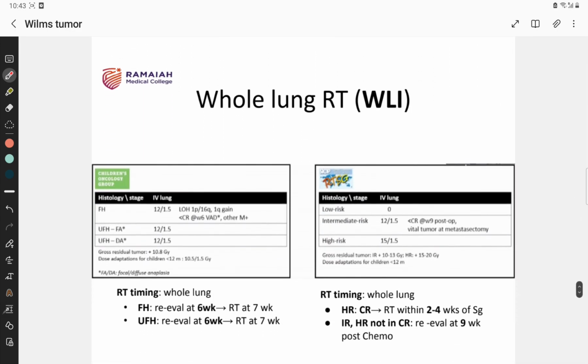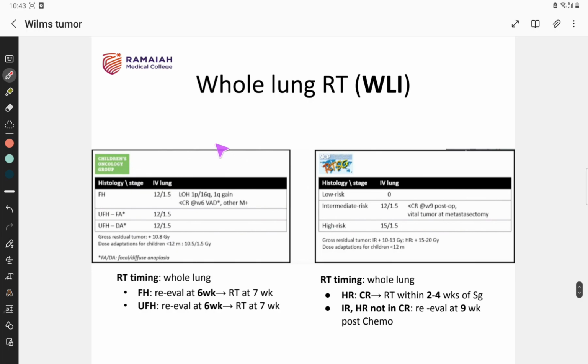Coming to whole lung RT. If it's lung, it means it has already spread to the lung, so it is stage 4 directly. Stage 4 according to the COG group, for favorable, unfavorable and focal, is irrespective of everything. So you have to give 12 gray in 7 fractions, with 1.5 gray dose per fraction. So that will be according to the COG group.